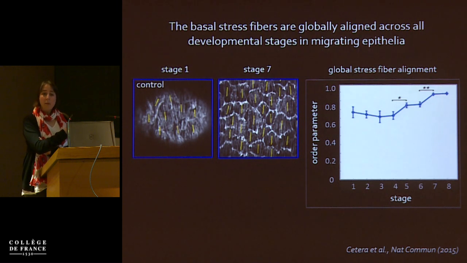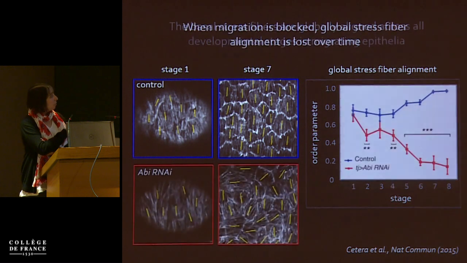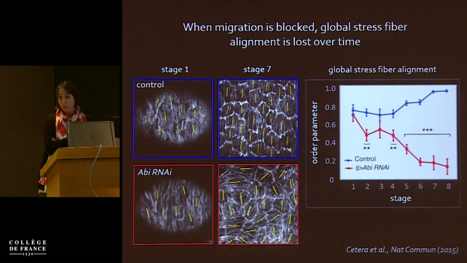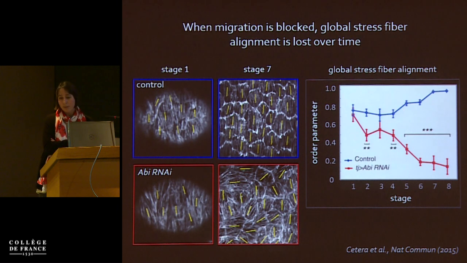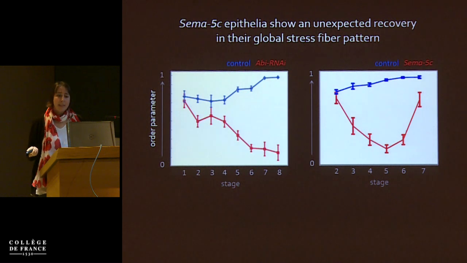Now, for reasons that we don't fully understand, when you block migration of the tissue, in this case by removing the leading edge protrusions with an Abi RNAi, you start out with that high level of order at the start of the migration, but you lose the tissue-level order of the stress fibers over time. By the end of this period, you can see that they're still aligned roughly in each cell, but each cell is at odd angles to each other.